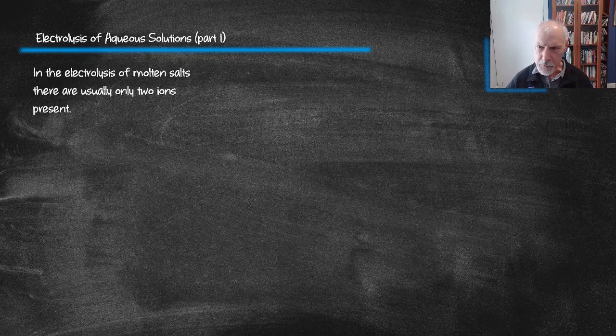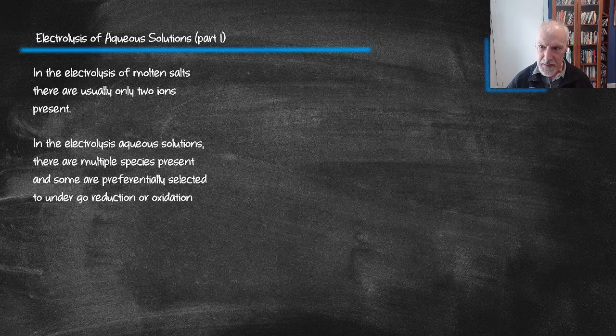In the electrolysis of molten salts, there's only two ions present. The positive ion or cation will be reduced at the cathode, and the negative ion or anion will be oxidized at the anode. In the electrolysis of aqueous solutions, there's multiple species present. Some are preferentially reduced and others oxidized.